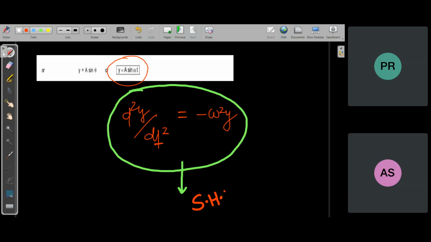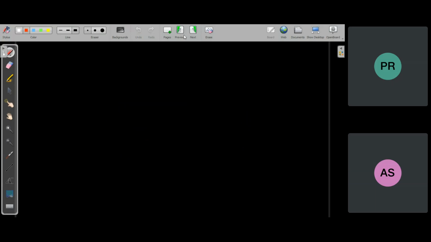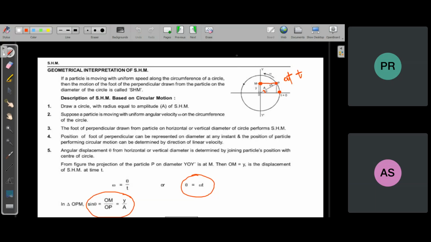And see where the omega is coming from. What was omega? Omega was the angular velocity of the particle which is going in a circle. So the particle is not doing SHM, because the particle is going in circular motion. But the projection of the particle on the diameter, OM, this projection is doing SHM.